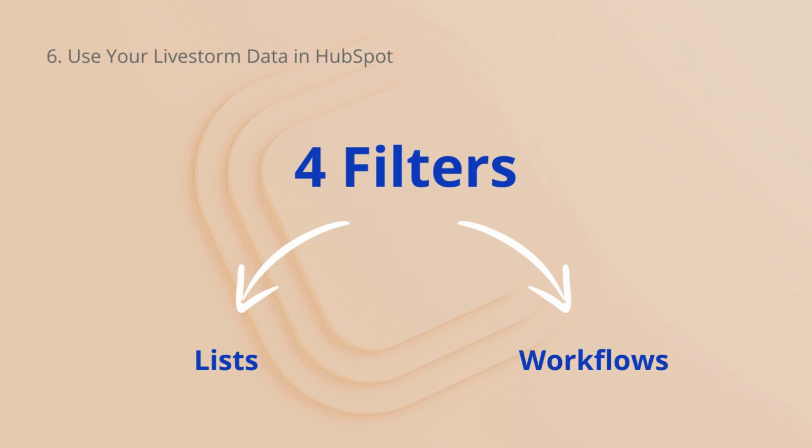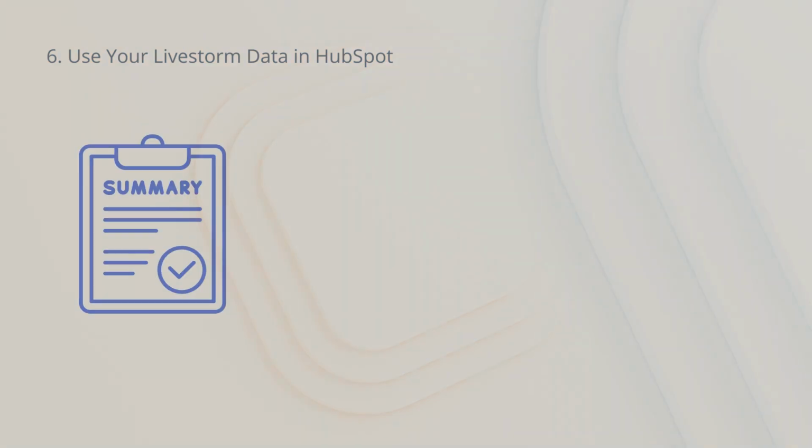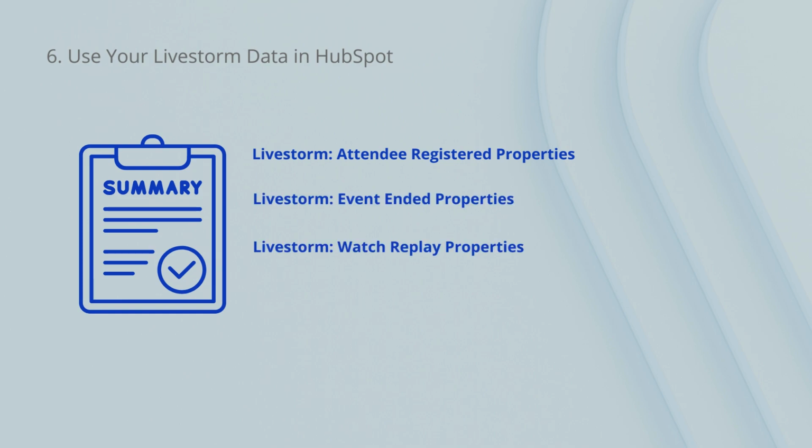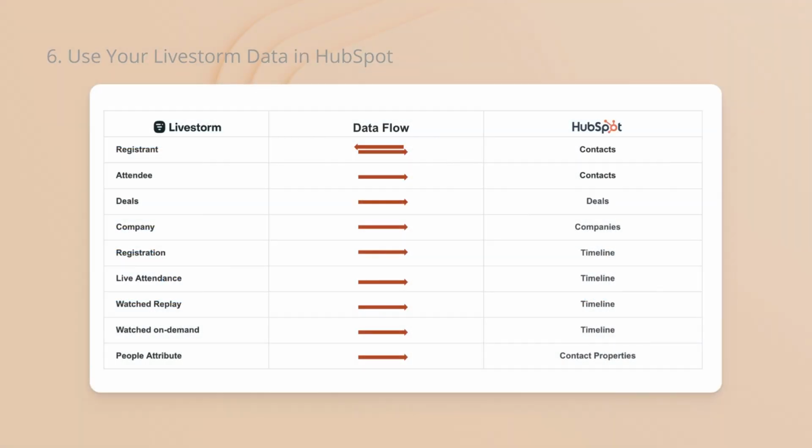Our integration gives you 4 filters to create lists and to trigger workflows in your HubSpot instance based on your Livestorm event data. Here is a summary of the 4 filters: attendee registered properties, event ended properties, watch replay properties, watch replay on demand properties. Here's a data flow summary.